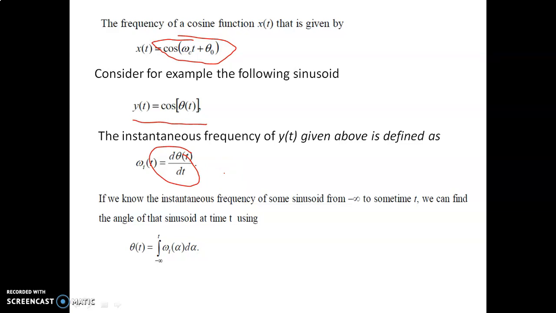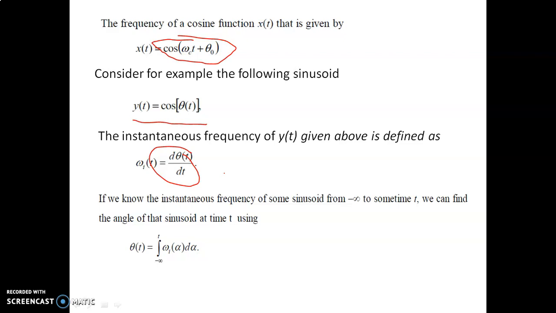As a check on this definition, we know that the instantaneous frequency of x(t) is equal to the frequency at all times and is equal to omega_c. Clearly, it satisfies the definition of instantaneous frequency, where theta(t) = omega_c t + theta_0 and omega(t) = omega_c.